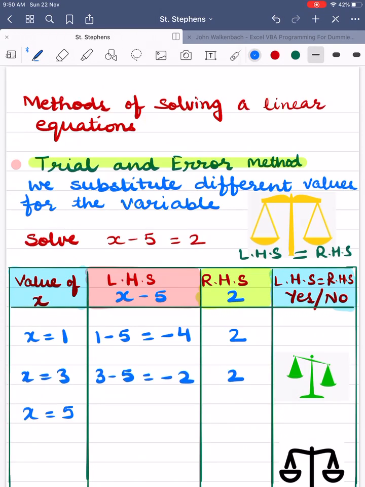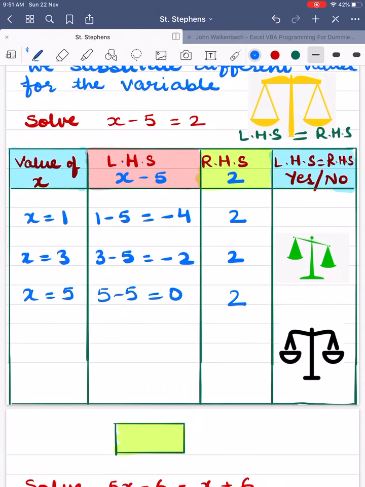Now 5 minus 5 is equal to 0, and our right hand side is 2. So again the left hand side is less than the right hand side. Now let's substitute x is equal to 7. Now 7 minus 5 is equal to 2 and our right hand side is also equal to 2. So there is balance between the left hand side and the right hand side. So here the left hand side is equal to the right hand side. So the solution of the equation is x is equal to 7.